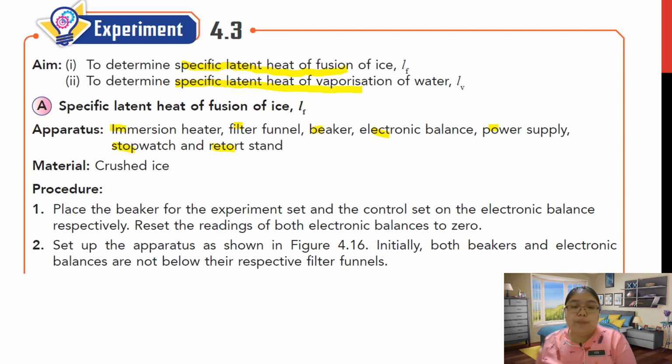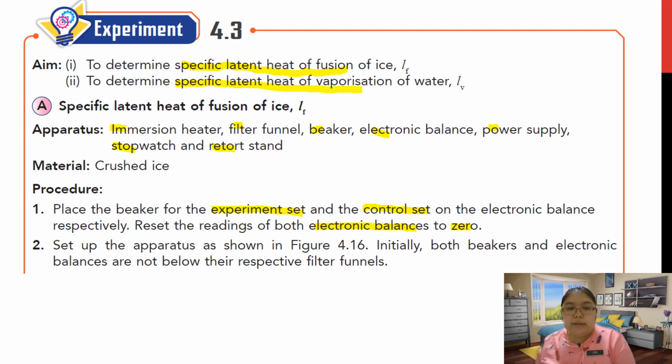Okay, now we see the procedure. First one, the beaker for the experiment set. We have two sets. This one is the experiment set, another one we call the control set. They put them on the electronic balance respectively. Now they need to reset the reading of both electronic balances. Make sure they start from 0. Now set up the apparatus as shown in the diagram. When starting, both beaker and electronic balance are not below their respective filter funnel.